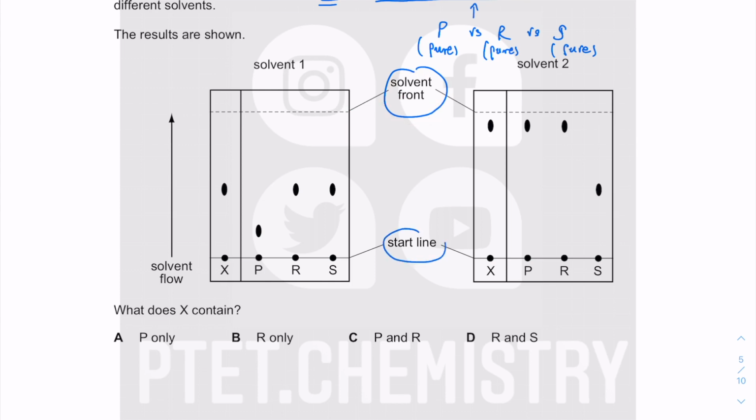The distance from the start line to the solvent front, so from there to there, that is the denominator to find out the RF value. Okay, so what do we have here? This is what is happening here.